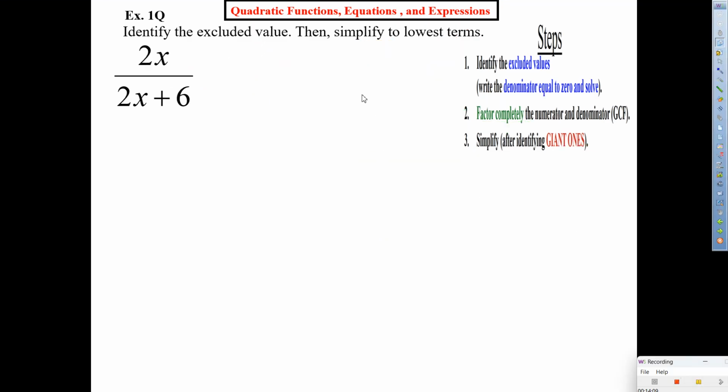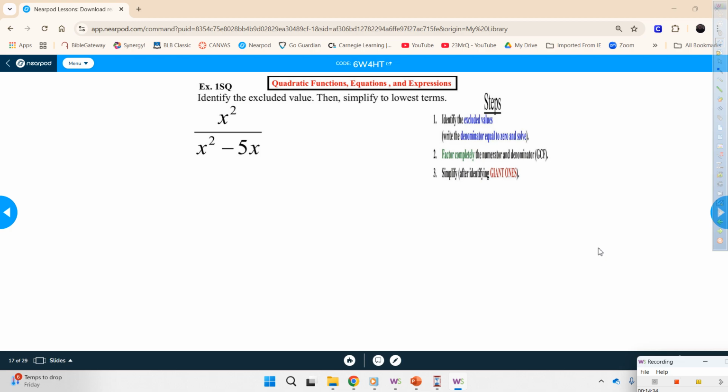All right. Number 1Q. Copy this one: 2x over 2x plus 6. Do that one by yourself. I want you to first simplify it, and then afterwards find me the excluded values, and then I'm going to send you the screen so you can send me your work. Very similar to the one we just did. So, example 1 super Q on your screen.